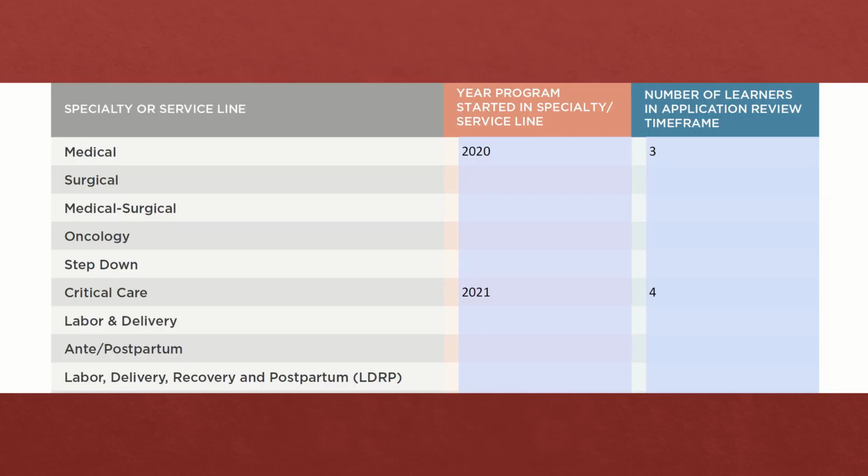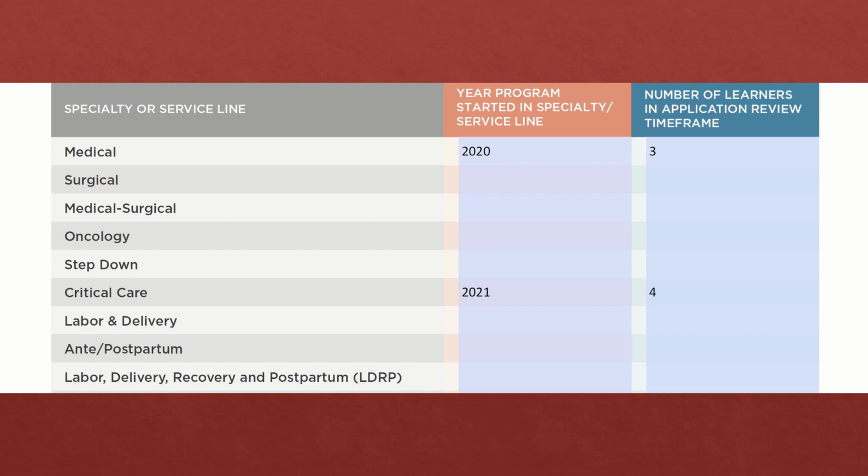To review, you will tell us which specialty or service lines are eligible for accreditation. Appendix A in the back of the APPFA 2023 manual lists these specialty definitions. You will tell us what year the program started at each eligible specialty or service line, and then you will indicate the number of learners in the application timeframe. If you are a new program, you are looking at 24 months prior to application submission, and a reaccrediting program will be looking at 48 months prior to application submission.